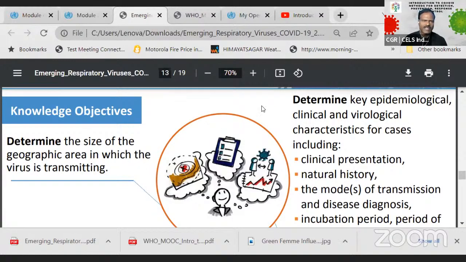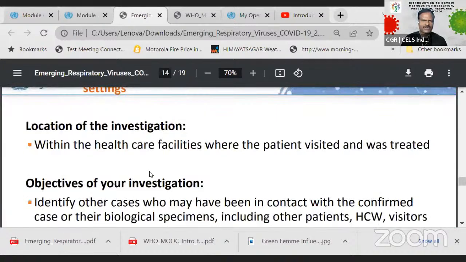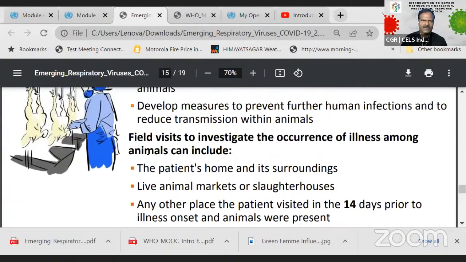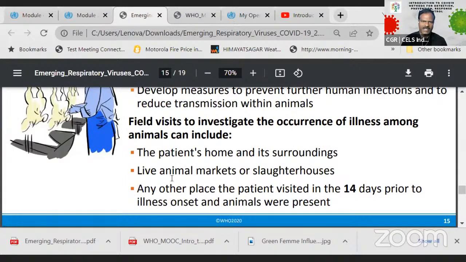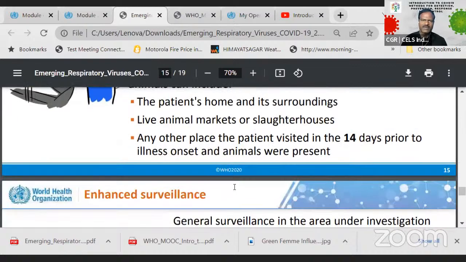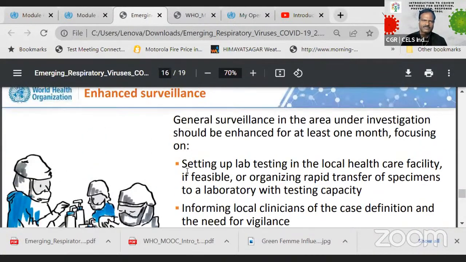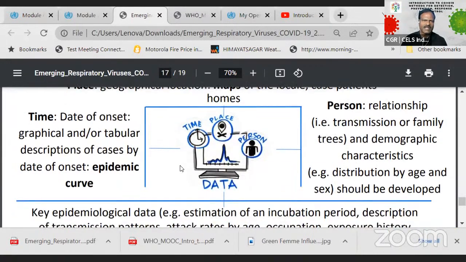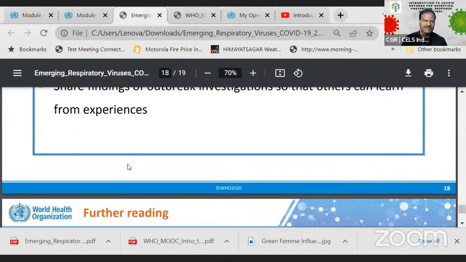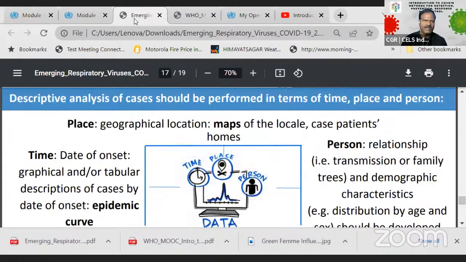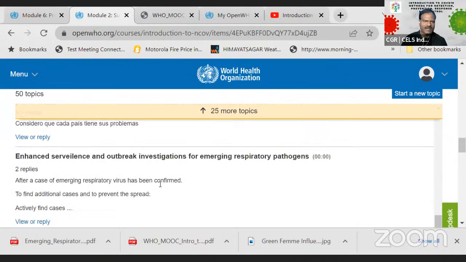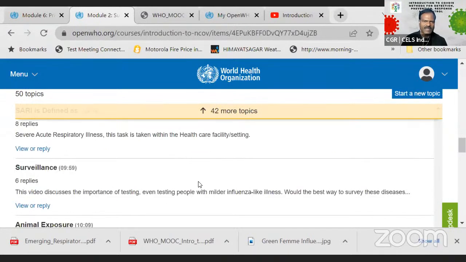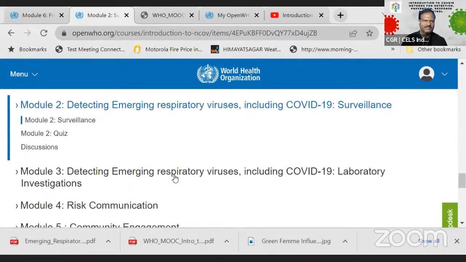Determine the size of the geographic area where it is being transmitted. And so all this comes under surveillance. Field visits to investigate the occurrence of illness among animals can include the patient's home and its surroundings, live animal markets or slaughterhouses, or any other place the patient has visited in the last 14 days. So all these things are part of this multidisciplinary team. Data is very critical, but in a pandemic situation, when it goes beyond, even these things are of less use. So the only thing left is taking precautions, vaccination and other things.